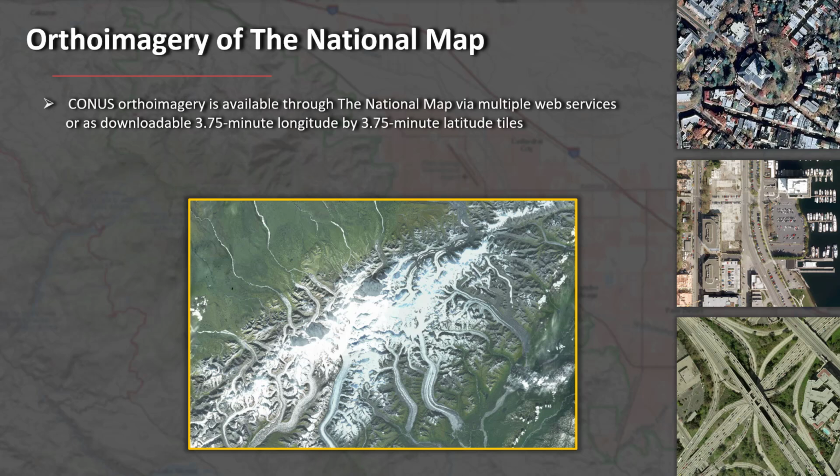The national map provides the most recent compressed NAIP orthoimagery via web services or as downloadable 3.75-minute longitude by 3.75-minute latitude tiles. Historical NAIP archives, as well as many other remotely sensed datasets, can be accessed through the USGS Earth Resources Observation and Science, or EROS, Earth Explorer Data Portal, at earthexplorer.usgs.gov. For more information on Earth Explorer, please see Lesson 7 of this training series.